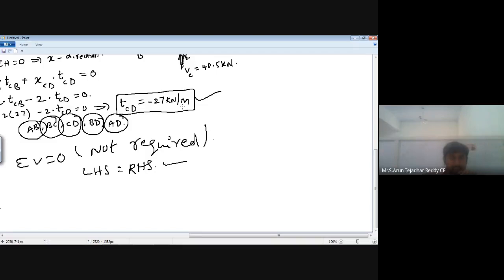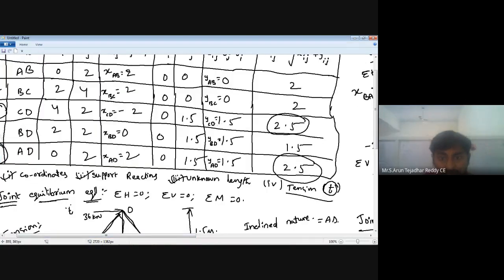TCD and VC. TCD means it is in the Y direction. CD should be multiplied with this value plus 40.5 is equal to 0. Already we know the YCD value. See, YCD is equal to 1.5.